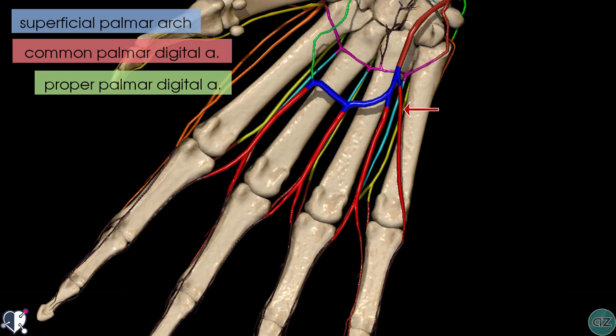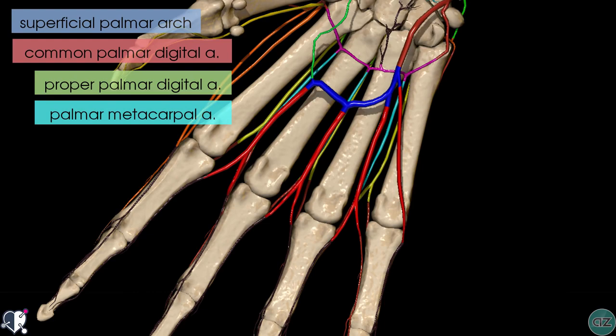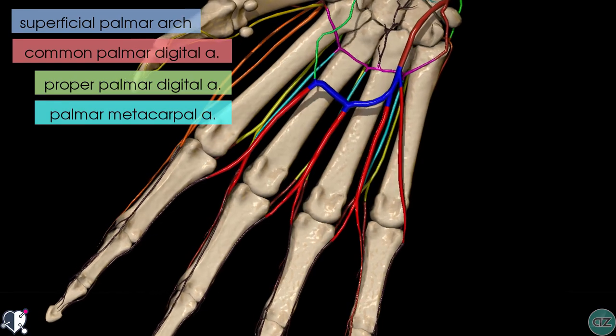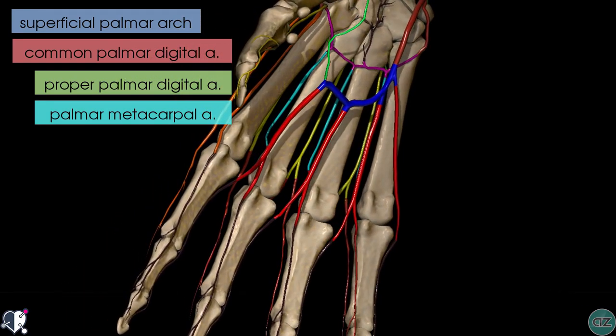The common palmar digital arteries anastomose with the palmar metacarpal arteries which arise from the deep palmar arch. You can see the palmar metacarpal arteries here in light blue colour arising from the deep palmar arch, highlighted in purple.